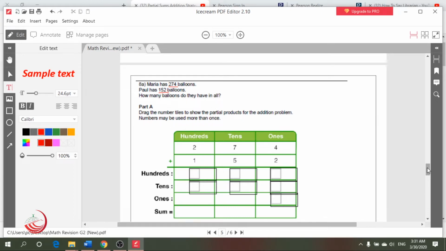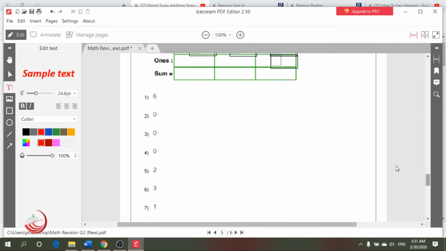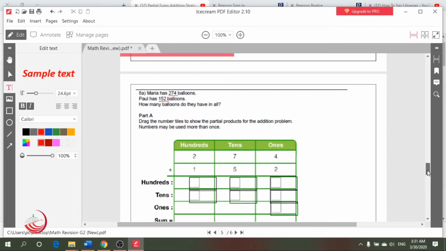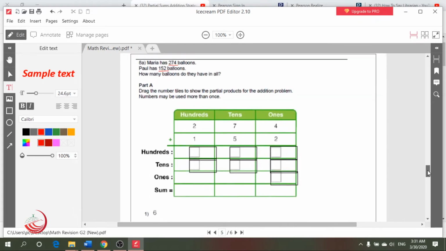So, the numbers down here, we can drag them and use them there. Numbers can be used twice or 3 times. So, before we answer it that way, let's add it here normally. So we will write 274. Let's add up here. How much? 152. Now, let's add.